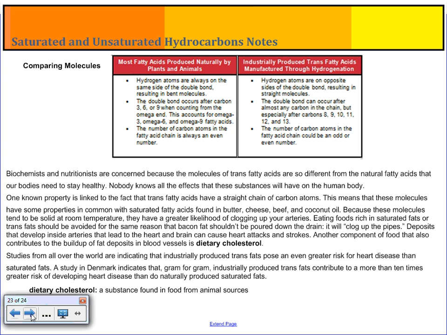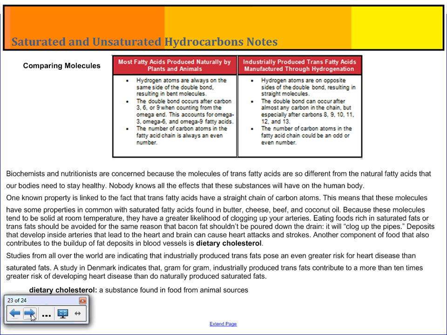So biochemists and nutritionists are concerned because the molecules of trans fatty acids are so different from the natural fatty acids that our bodies need to stay healthy. Nobody knows all the effects these substances have on the human body. One known property is linked to the fact that trans fatty acids have a straight chain of carbon atoms. This means that these molecules have some properties in common with saturated fatty acids found in butter, grease, beef, and coconut oil. Because the molecules tend to be solid at room temperature, they have a greater likelihood of clogging your arteries.